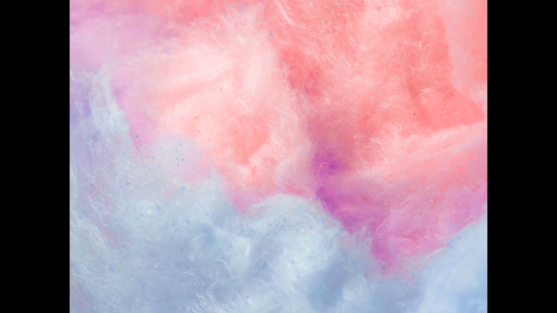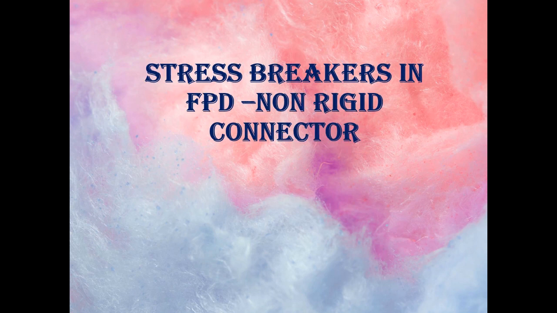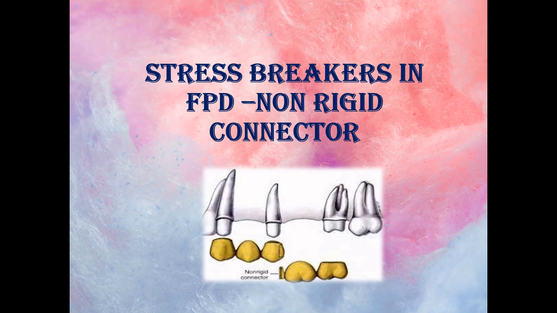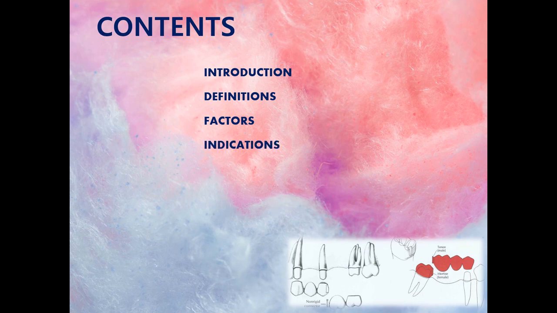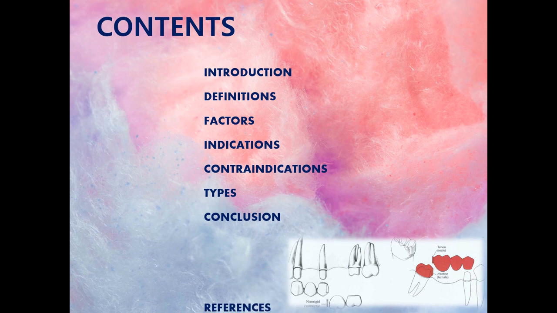That stress breaker is the non-rigid connector. This non-rigid connector permits limited movement between the components of this fixed partial denture, thereby reducing the excessive stress and torsional forces on the pier abutment. So when a question comes on a stress breaker in FPD, you have to discuss in detail about the non-rigid connector in fixed partial denture. Coming to the contents: the introduction, definitions, the factors that affect the pier abutment case, indications and contraindications of non-rigid connector, the different types, and finally conclusion and references.